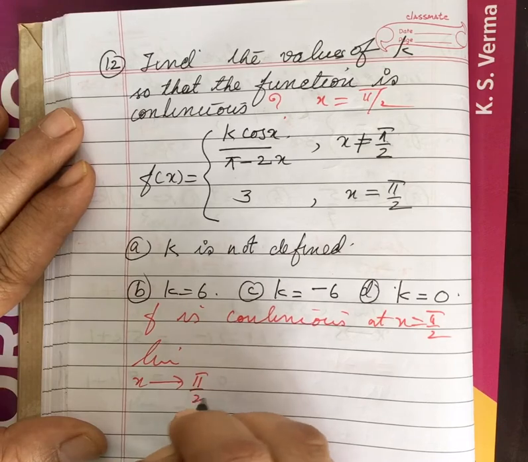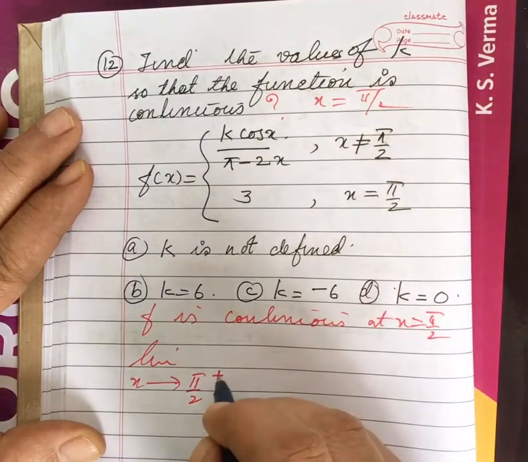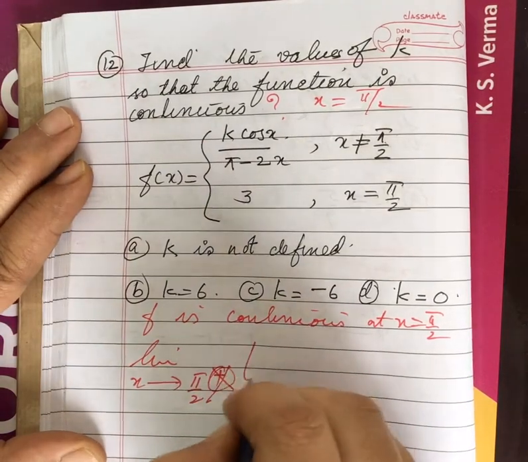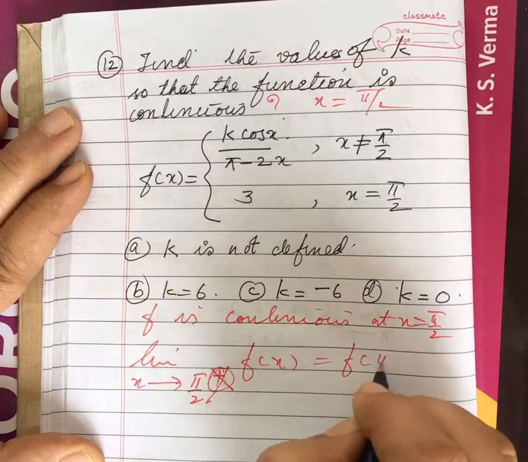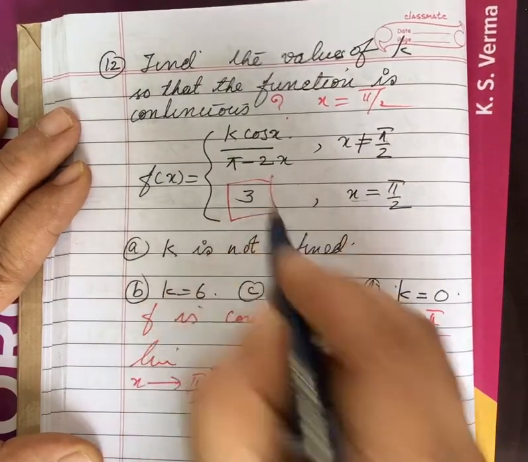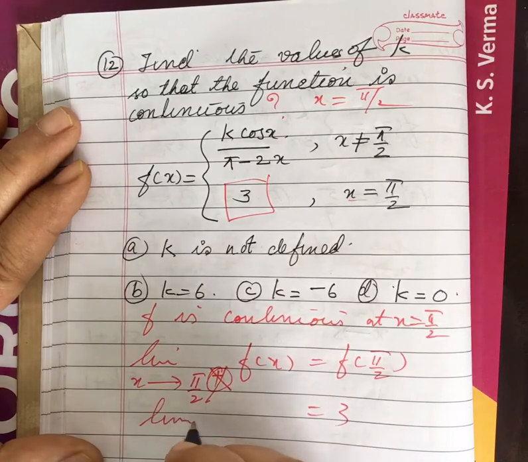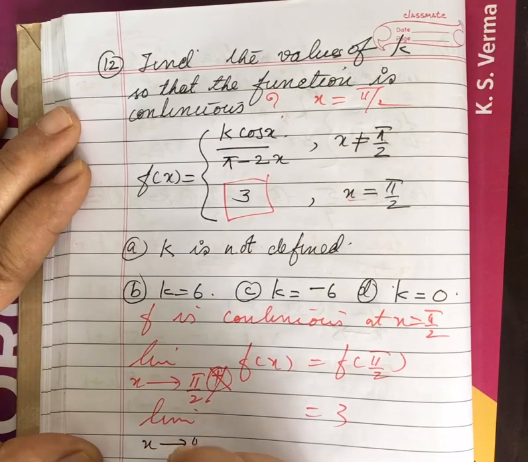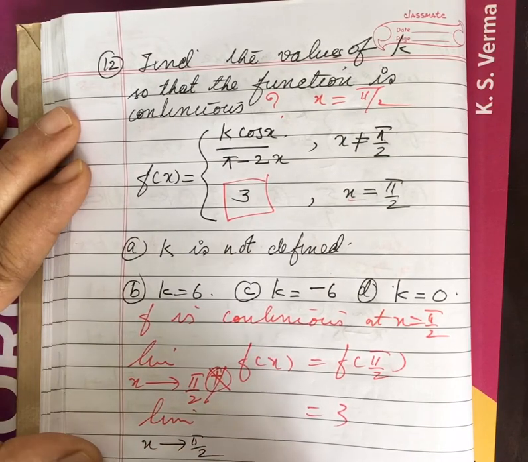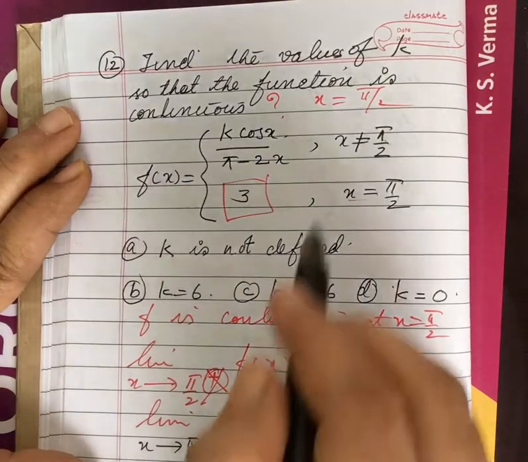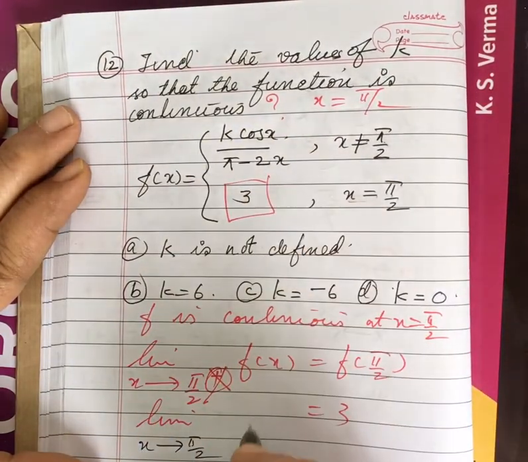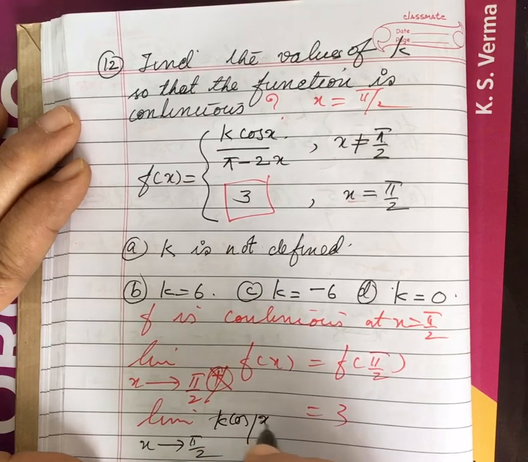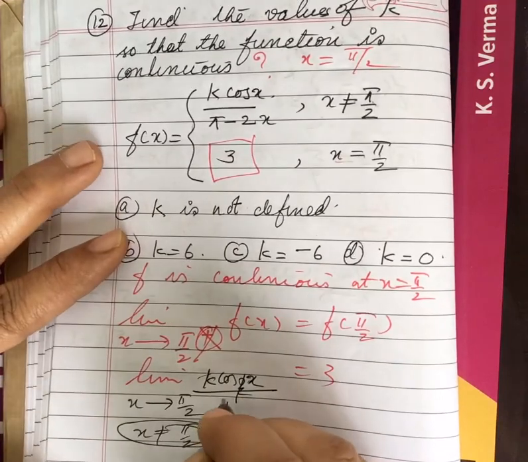X tends to pi by 2 plus you are considering. You need not have to consider this because x less than pi by 2, x greater than pi by 2 is not there. So only directly you can write, which is equal to f of pi by 2. And what is f of pi by 2? It is 3. And left hand side is limit x tends to pi by 2. What do you mean by x tends to pi by 2? That means x is never equal to pi by 2. So when x is never equal to pi by 2, the function value is this. So you can write here, it is k cos x divided by pi minus 2x.